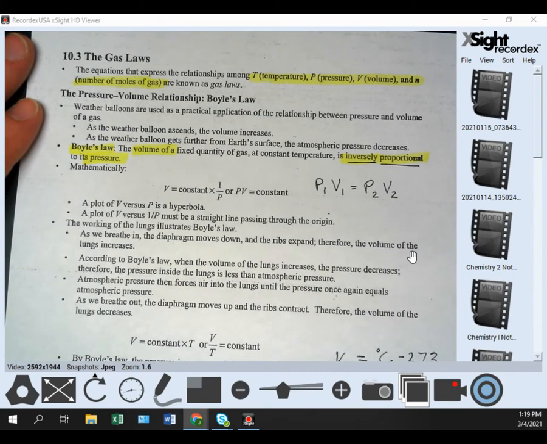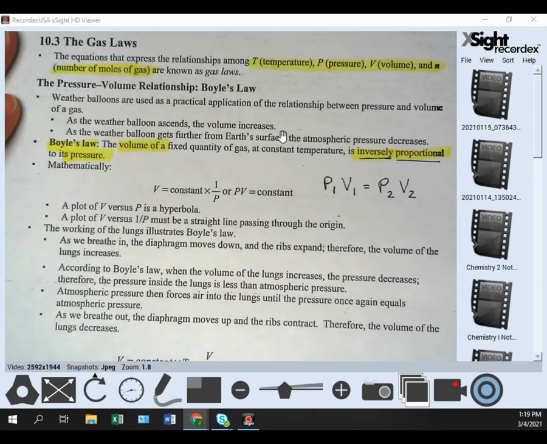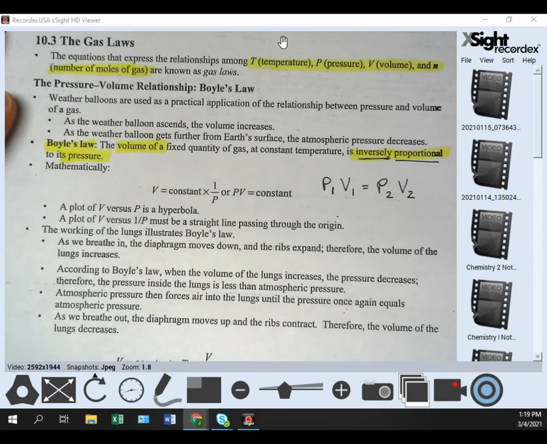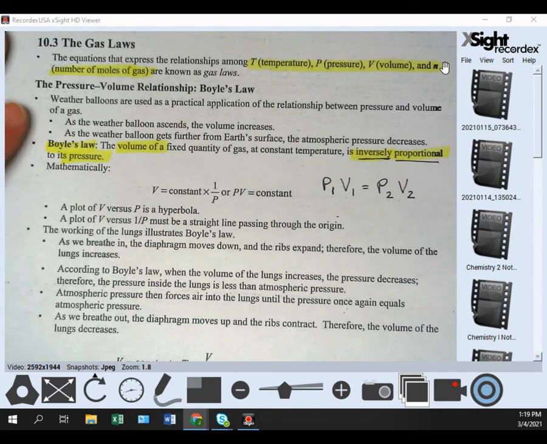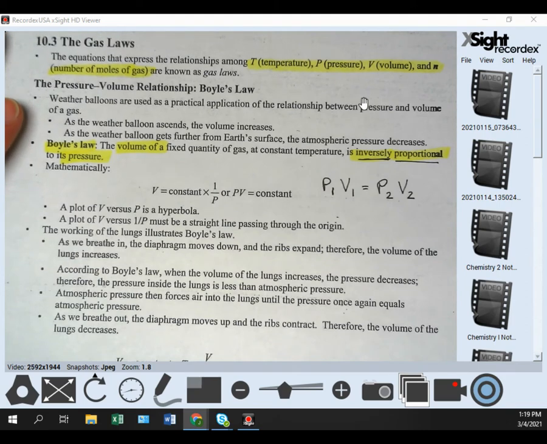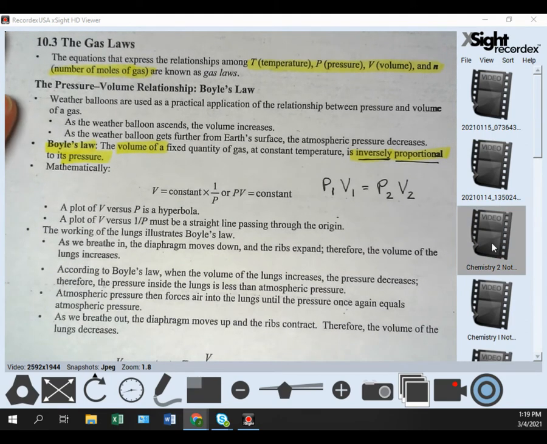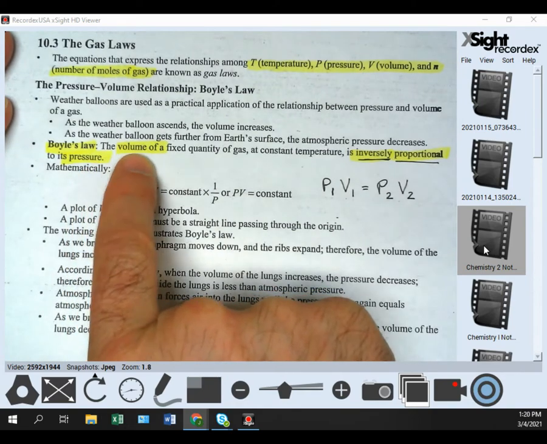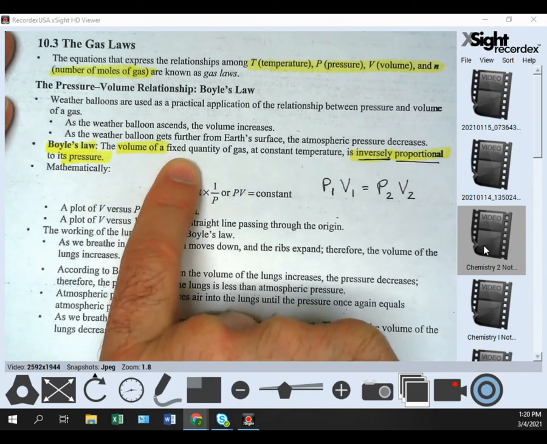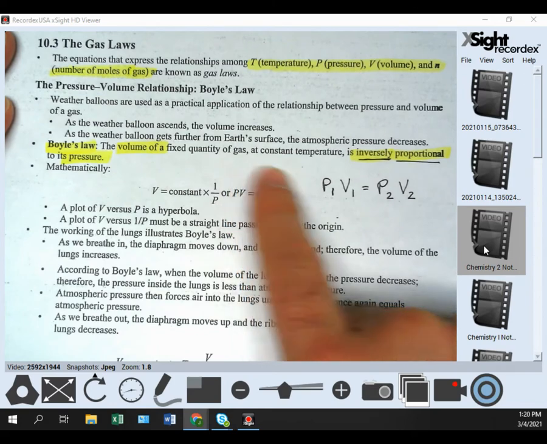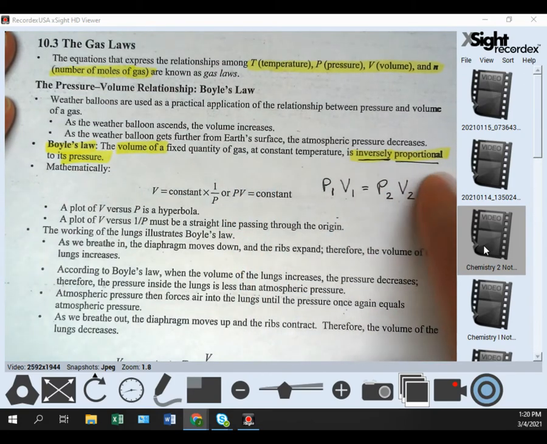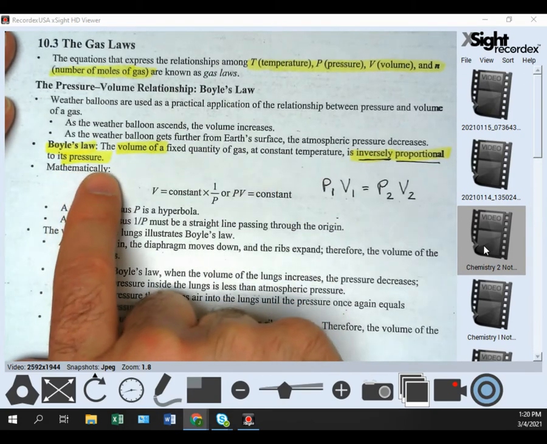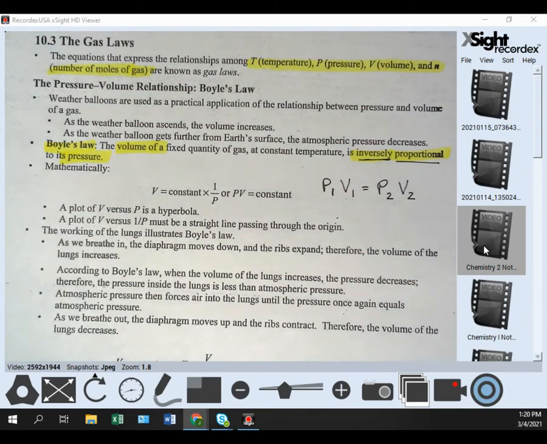So some of the variables we're dealing with here are temperature, pressure, volume, and N. N is the number of moles. The first one here is Boyle's law. Boyle's law says the volume of a fixed quantity of gas at constant temperature is inversely proportional to its pressure.